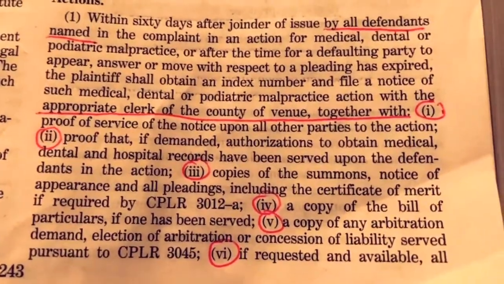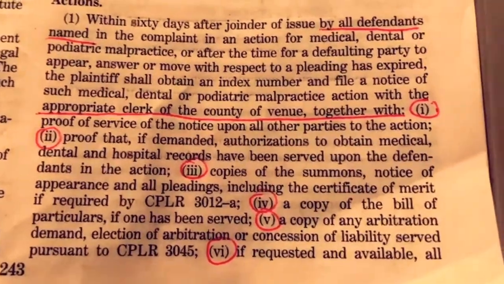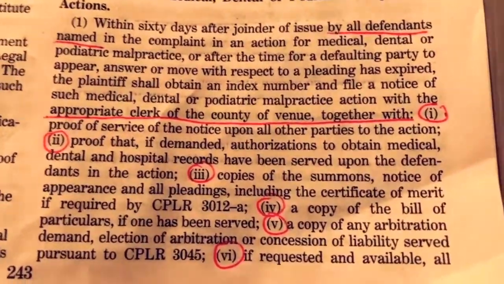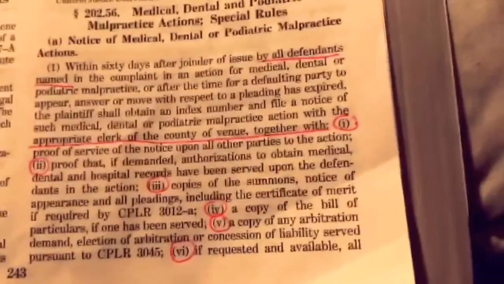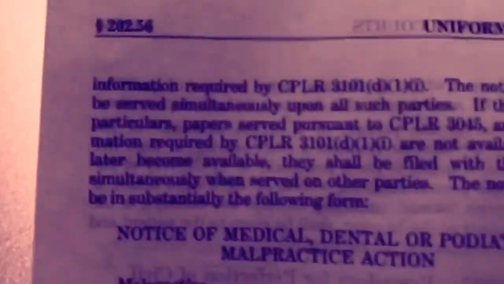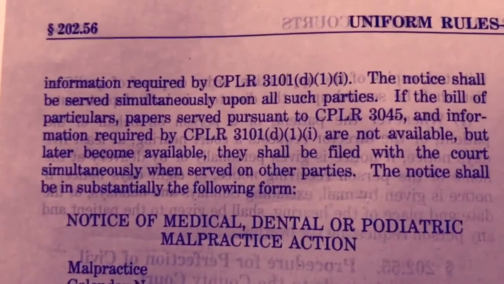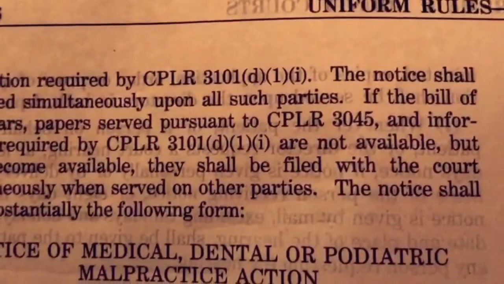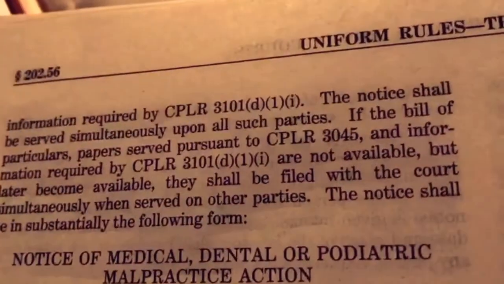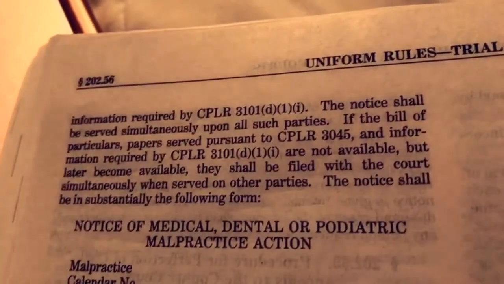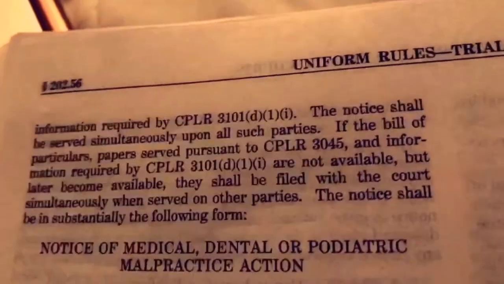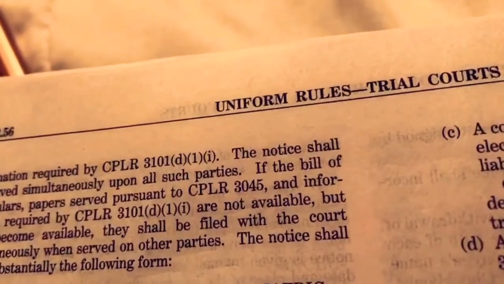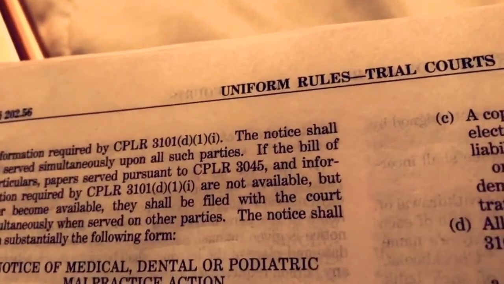4, a copy of the bill of particulars if one's been served. 5, a copy of any arbitration demand, election of arbitration, or concession of liability. And 6, if requested and if available, all information required by CPLR 3101. The notice shall be simultaneously served upon all parties. If the bill of particulars served pursuant to 3045 and the information are not available, they shall be filed when they become available and simultaneously served on other parties.